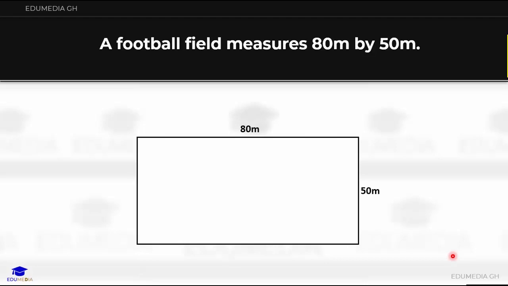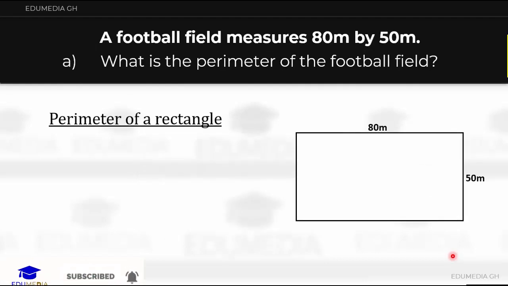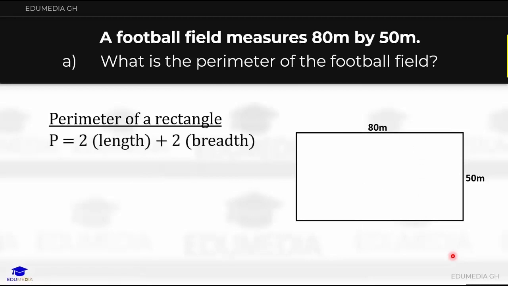So the question said we should find the perimeter of the football field. Now to find the perimeter of a rectangle, what we use is P, that's perimeter, equals 2 times length plus 2 times breadth. In essence, this means that we are adding up everything around this, and this is 80 meters, this is also 80 meters, this is 50 meters, this is also equal to this side, which is 50 meters. So you can decide to add up everything, or you can just take 2 times this, and then plus 2 times this. So that's what we have there.